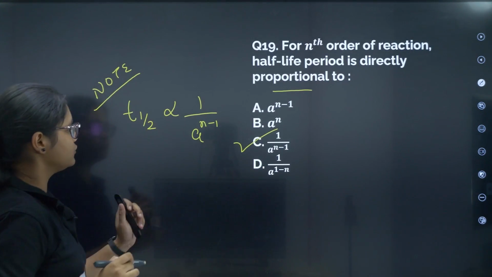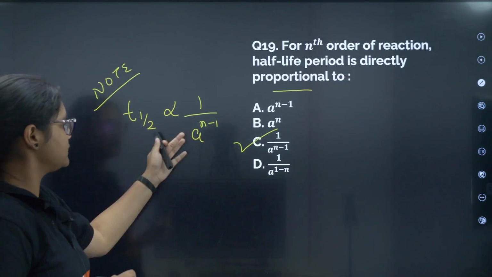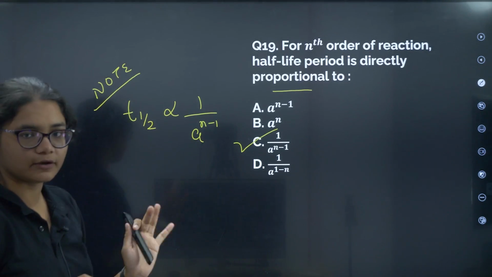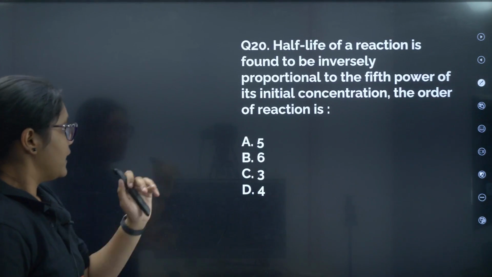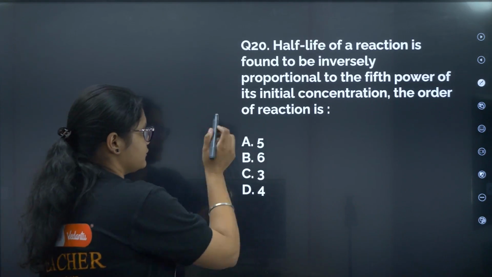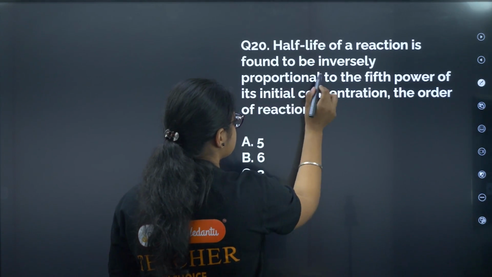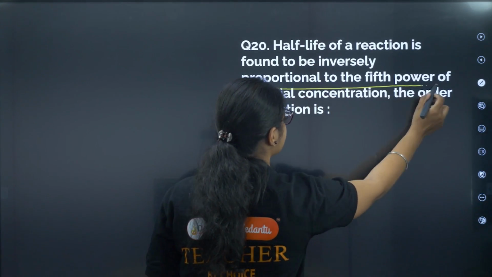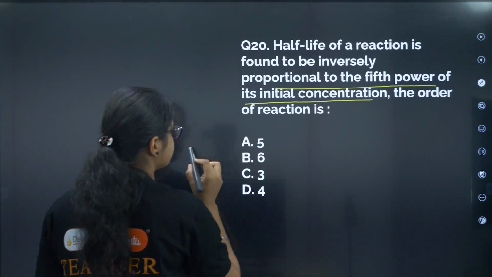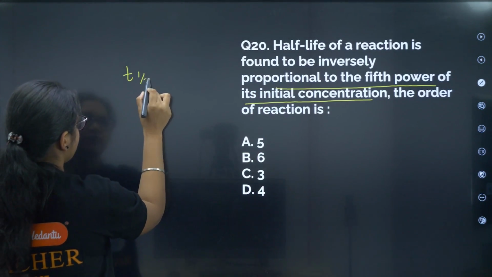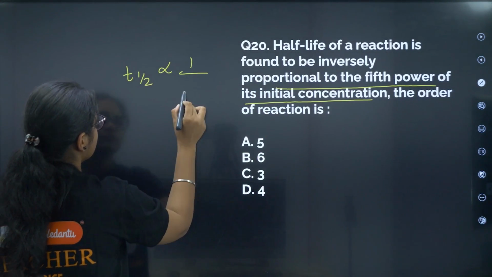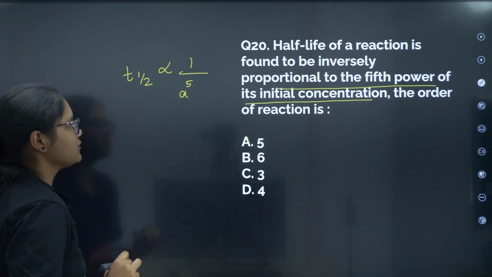Okay, so some other numericals can be solved by knowing just this one formula. This question uses that formula. The half-life of the reaction is found to be inversely proportional to the fifth power of its initial concentration. So what is it telling? Half-life is proportional to the fifth power of the initial concentration.